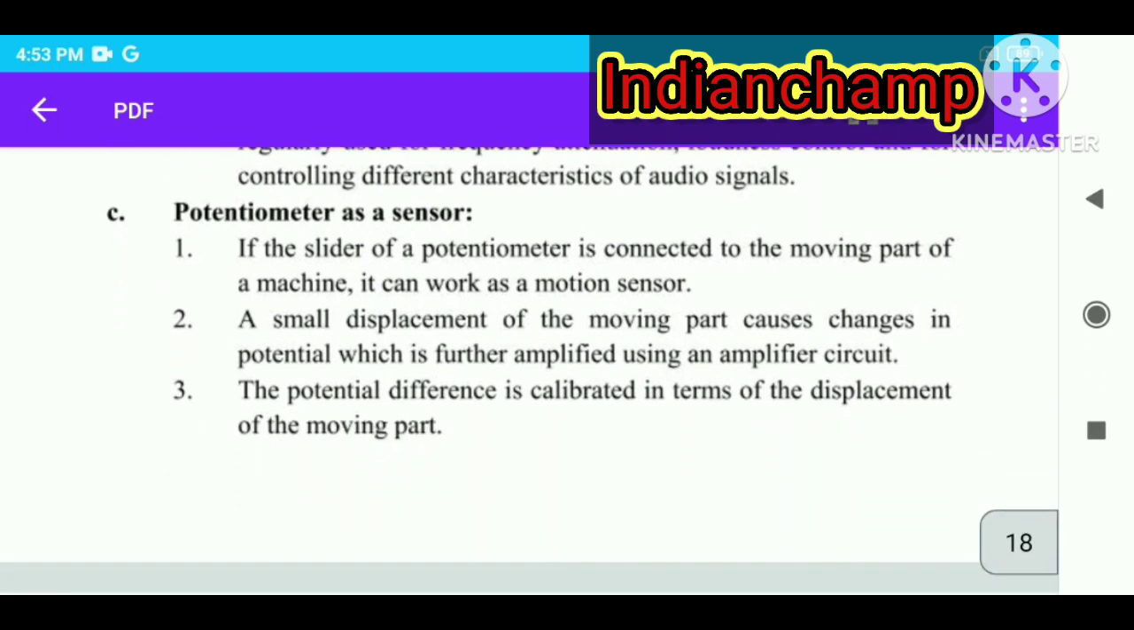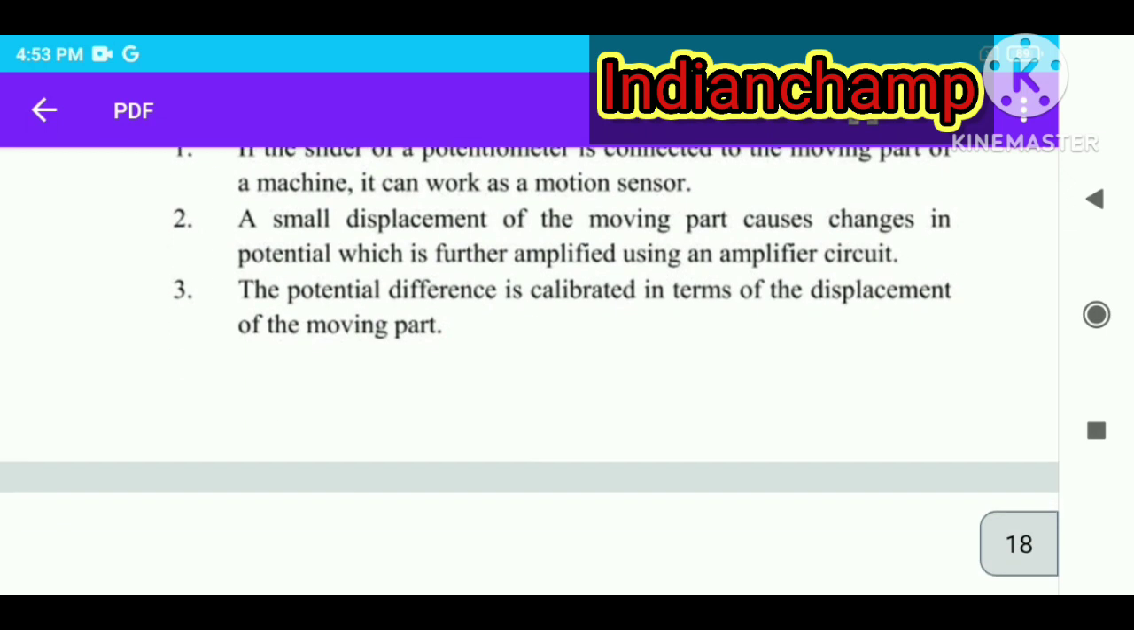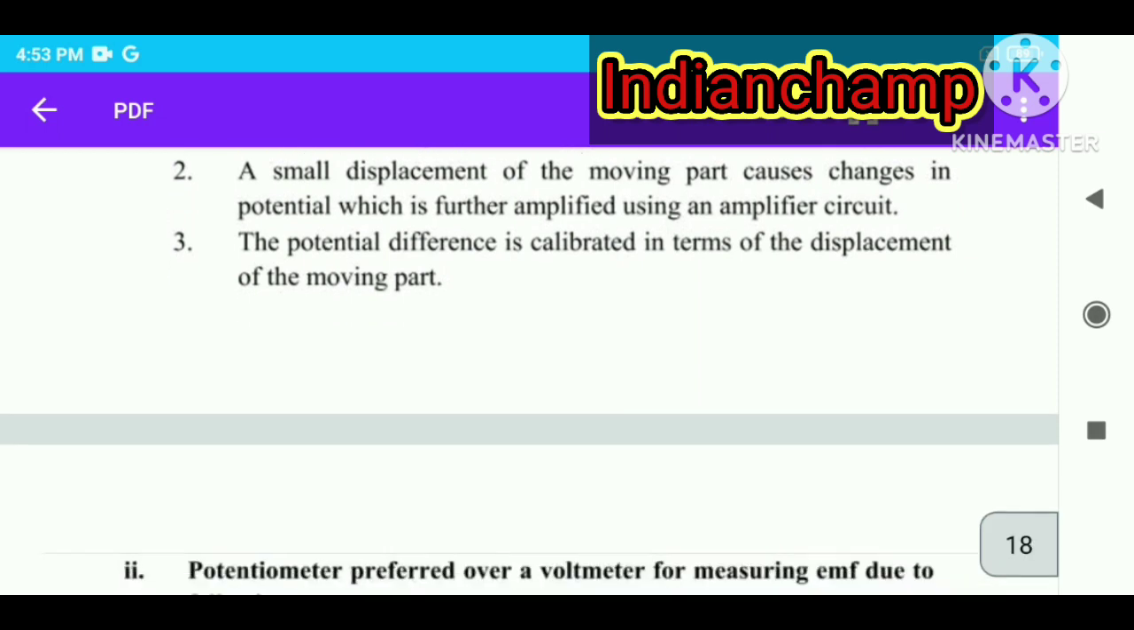C. Potentiometer as a sensor. First, if the slider of the potentiometer is connected to the moving part of a machine, it can work as a motion sensor. Second, a small displacement of the moving part causes a change in potentiometer potential, which is further amplified using an amplifier circuit. Third, the potential difference is calibrated in terms of displacement of the moving part.